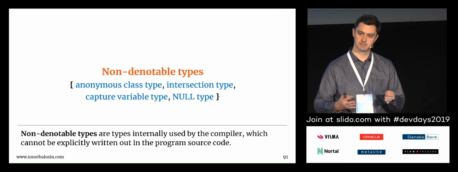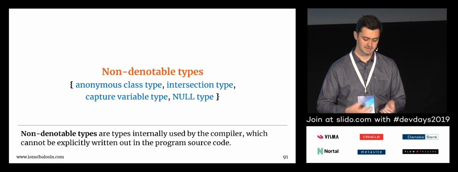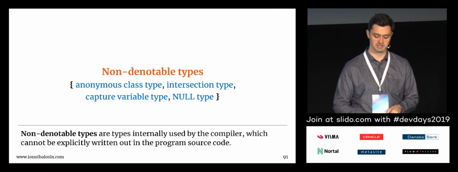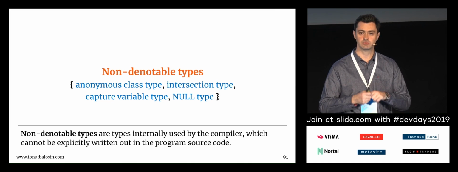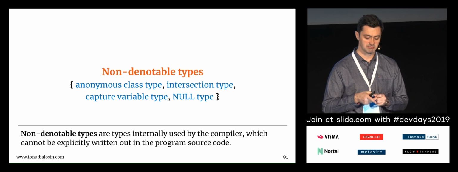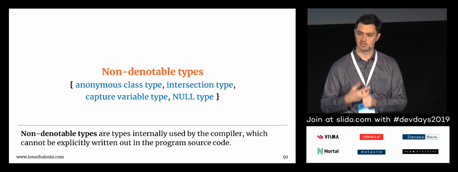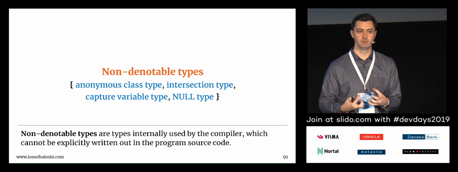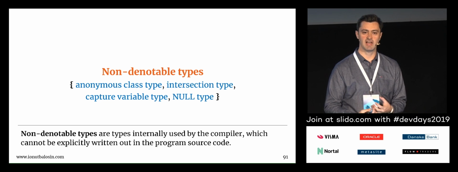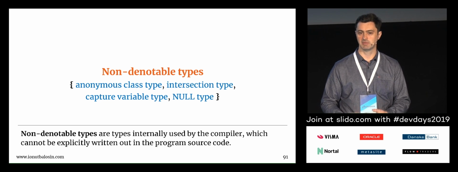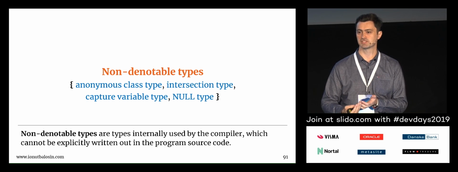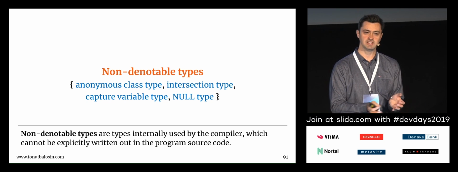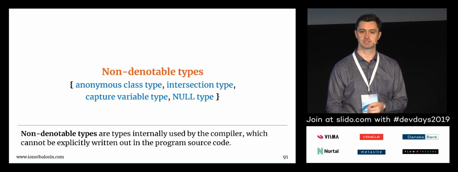However, these were a bit of telling stories. What is really important about this, and this is actually something that was not possible before, it's about non-denotable types. What is a non-denotable type? Everything which is generated by the compiler is called a non-denotable type. And these non-denotable types, you cannot write them out in your Java source code, because they are generated and you cannot refer to them at the source code level.